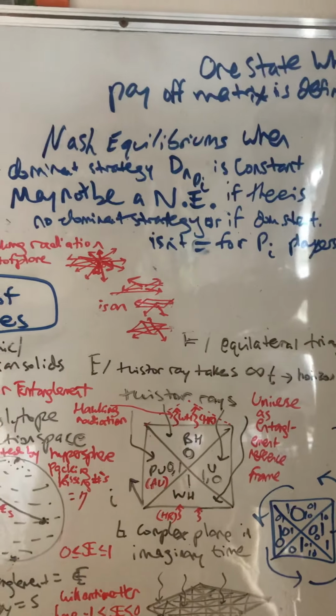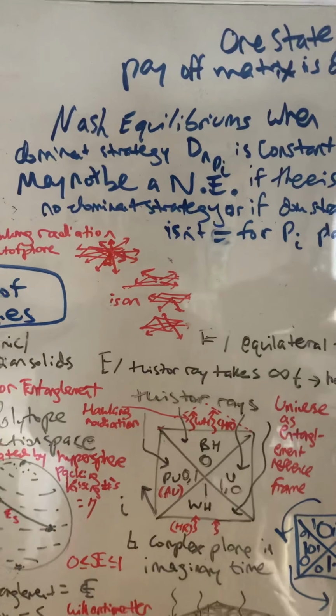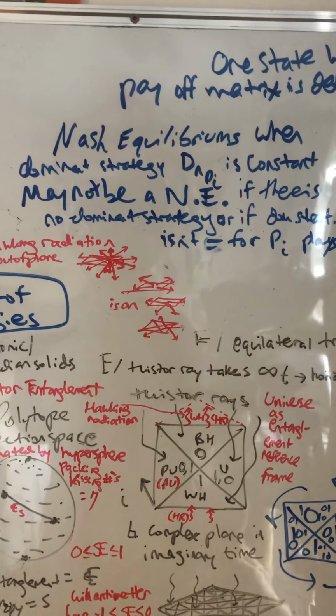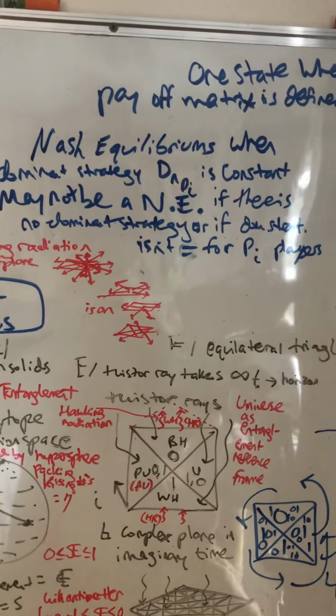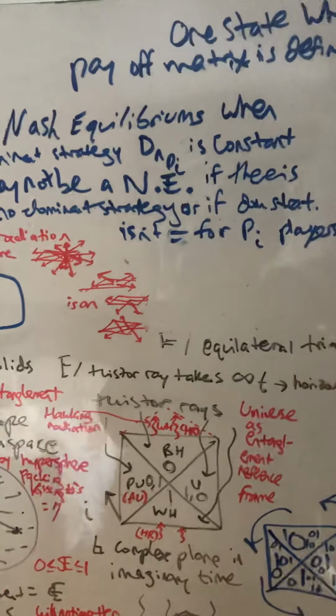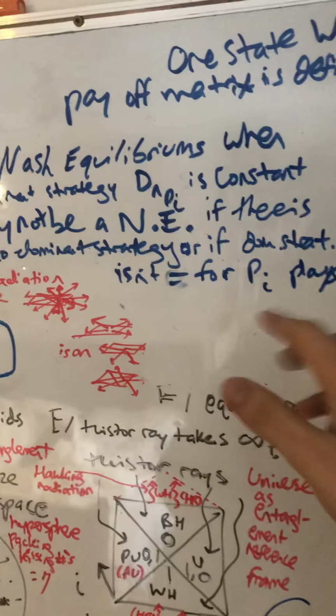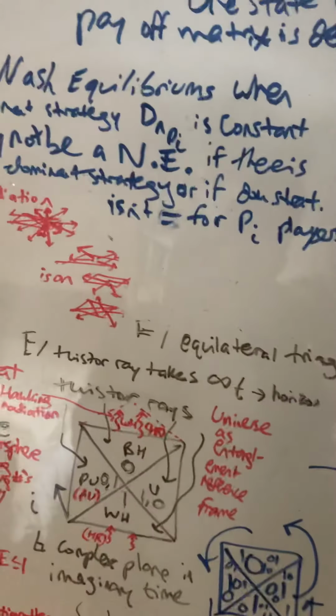and they have to be consistent. That would allow you to have a Nash equilibrium, but it could be that none of the players have a dominant strategy, or that the dominant strategy isn't consistent or equal for all of the players.